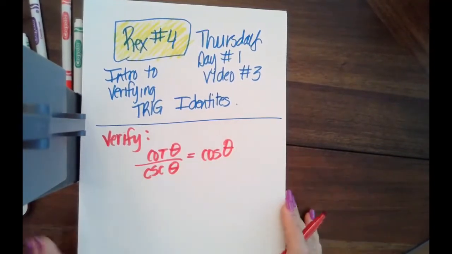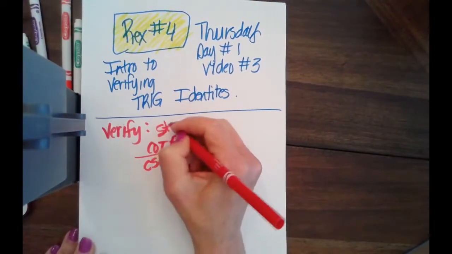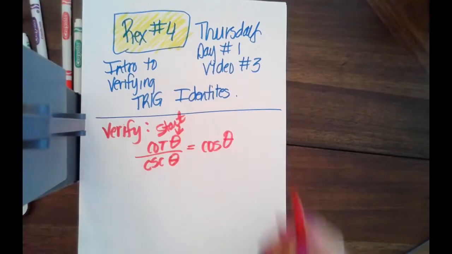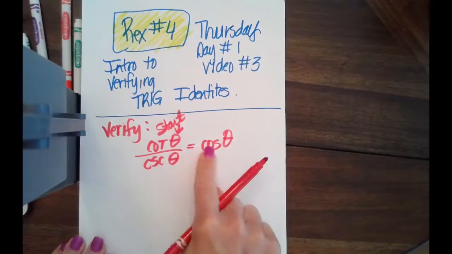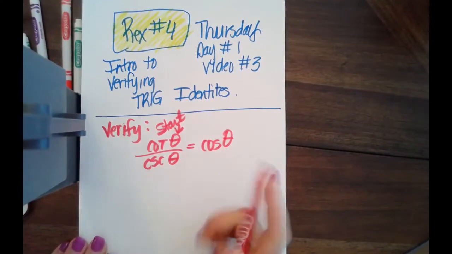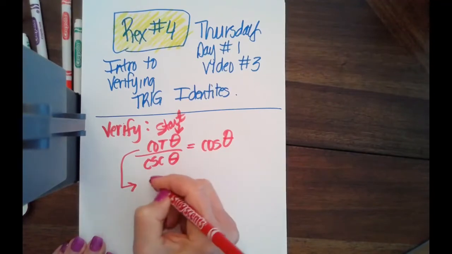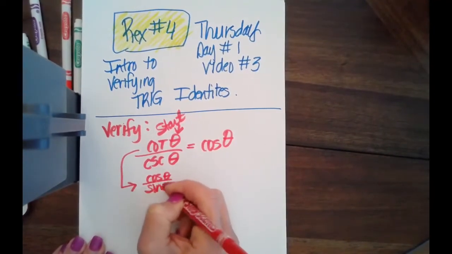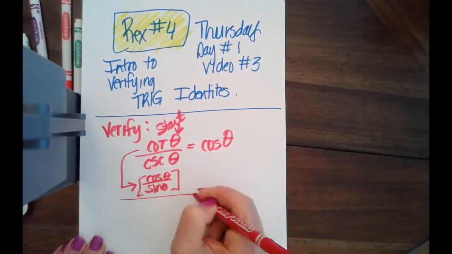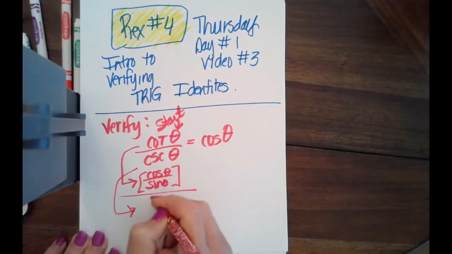All right, well, this one's pretty simple, folks. We're headed to cosine of theta. So clearly, I'm going to start on the left side. If I'm starting on the left side, then I'm going to have to convert it. I'm going to decompose this so that I can involve cosine, because that's what I want. Well, I know that cotangent of theta is the same as cosine of theta over sine of theta. That's my numerator. I know that cosecant of theta is the same as 1 over sine of theta.